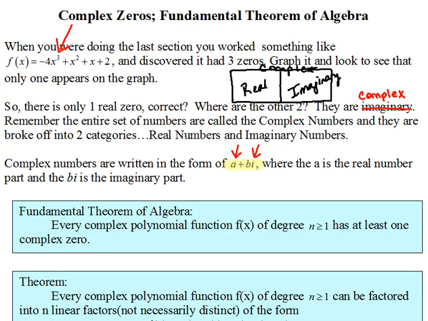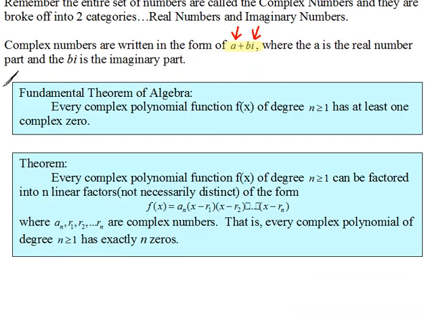Well, we have a fundamental theorem of algebra. The fundamental theorem, the core basic theorem in algebra says every complex polynomial function, some f of x, that has a degree greater than or equal to 1 has at least one complex zero. So for instance, if you have a linear function, say 2x plus 5 equals y, then this is a straight line. It has one x-intercept. It's a degree 1 polynomial.